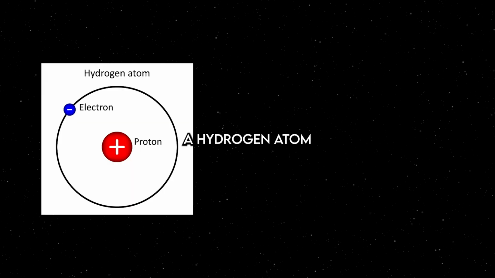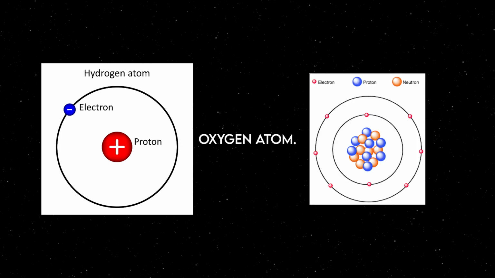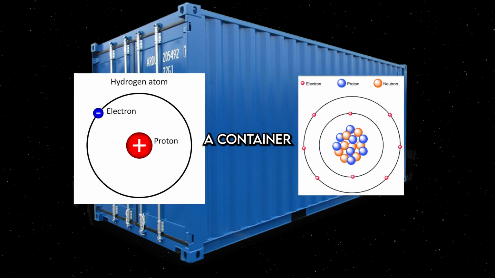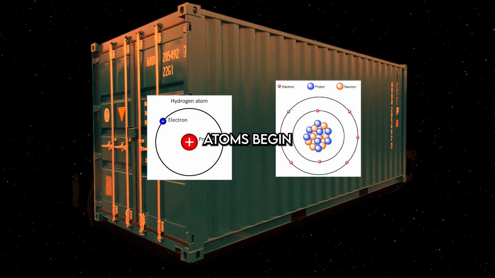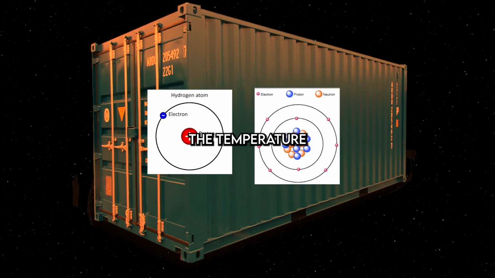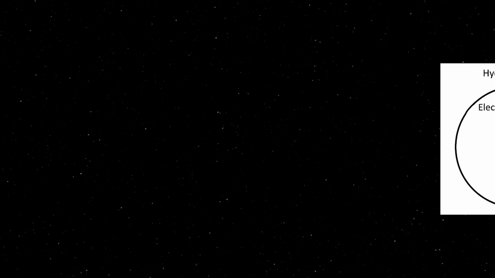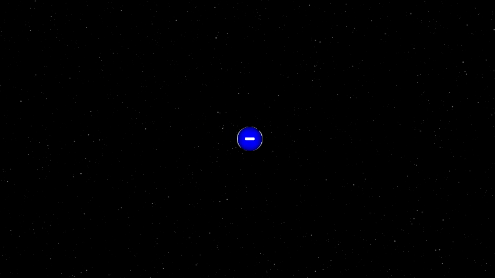Let's say you have a hydrogen atom and an oxygen atom. You have both components for water. Now let's say you put them in a container and heat the container. Atoms begin to move faster the hotter the temperature is. Because the atoms move faster, they collide with each other. The hydrogen atom loses electrons and those electrons get absorbed by the oxygen atom.